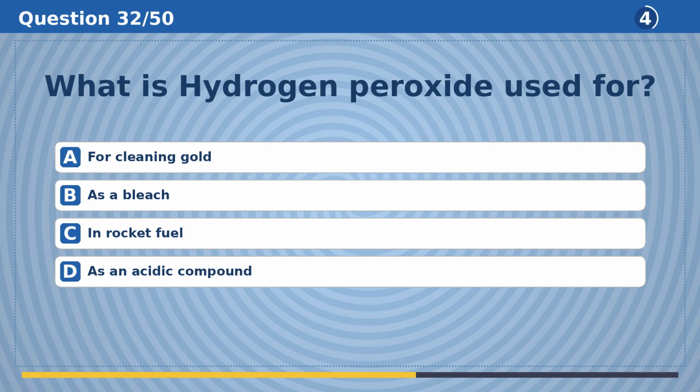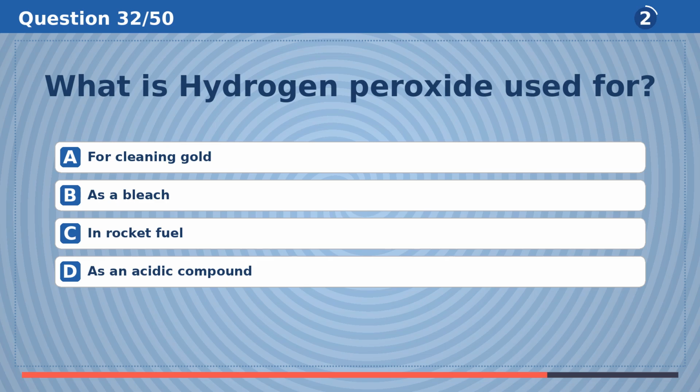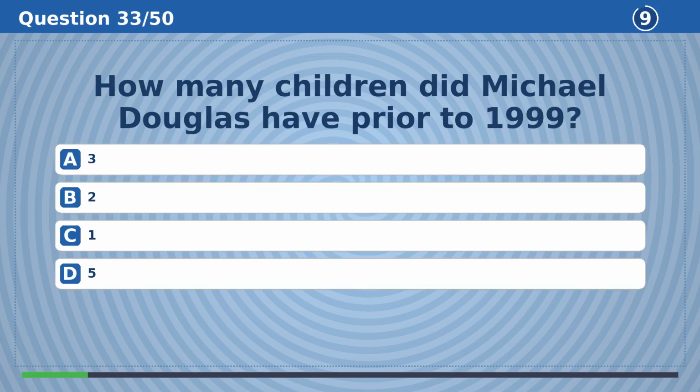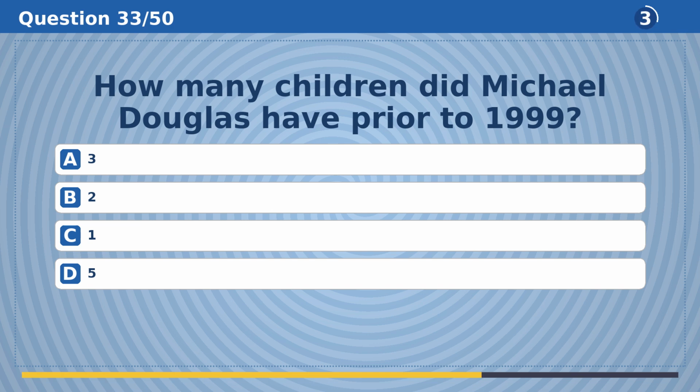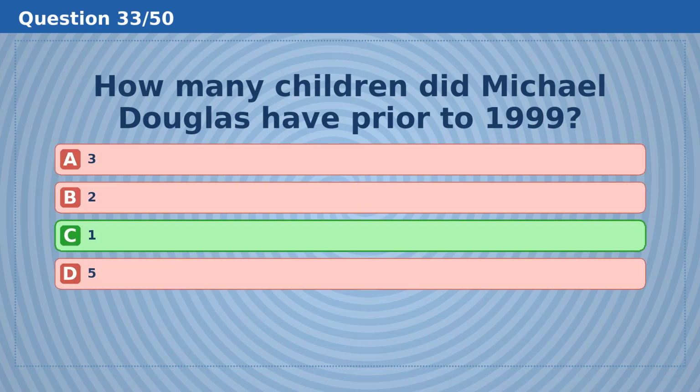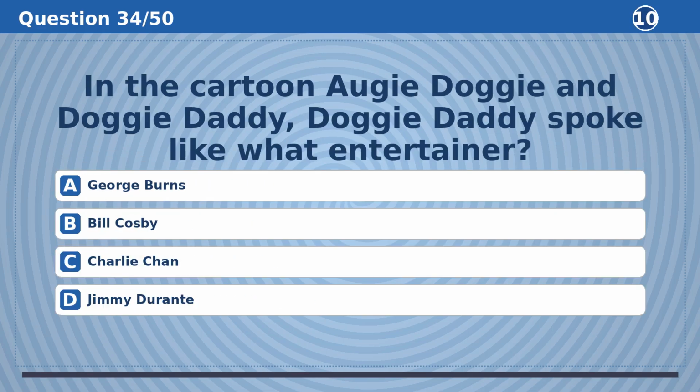What is hydrogen peroxide used for? The answer is B, as a bleach. How many children did Michael Douglas have prior to 1999? The answer is C, 1.